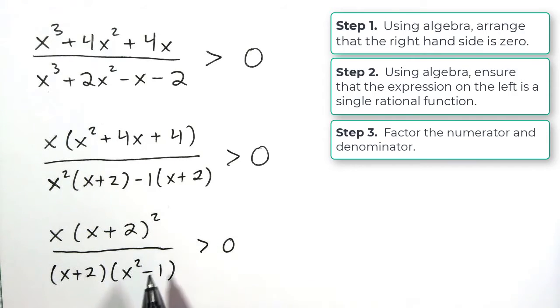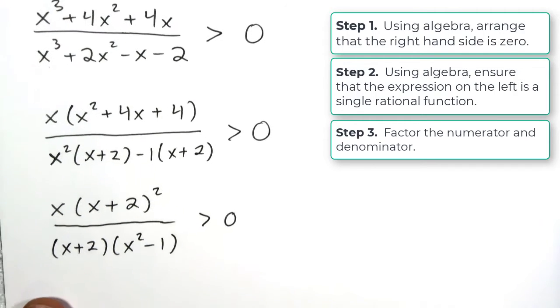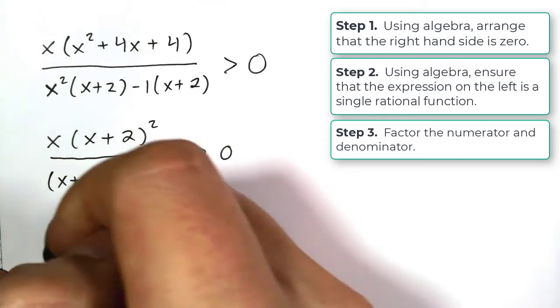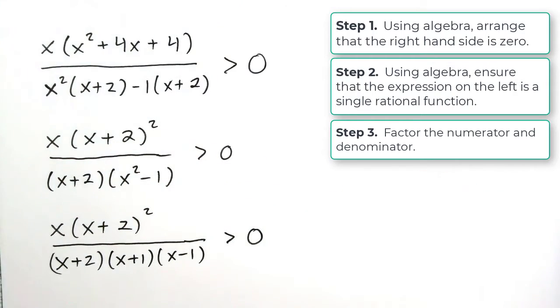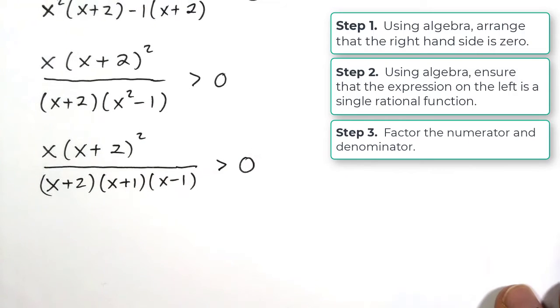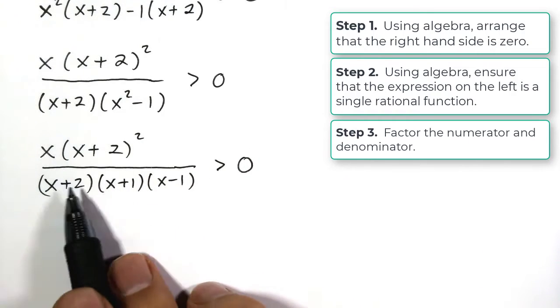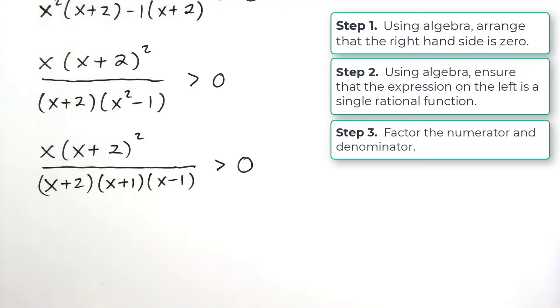x squared minus 1, that's a difference of squares. That factors as (x+1)(x-1). So let's go ahead and finish off this factoring. There we go. This is where we want to be. We've factored the numerator and we factored the denominator.